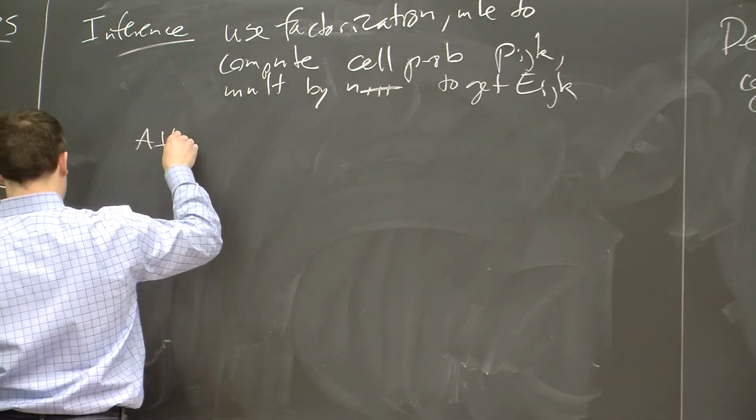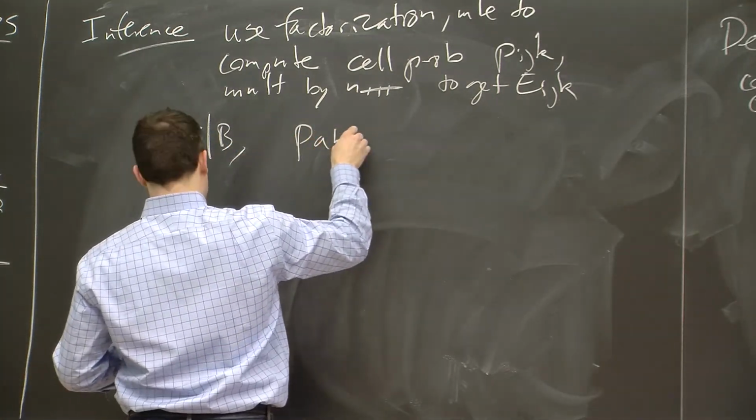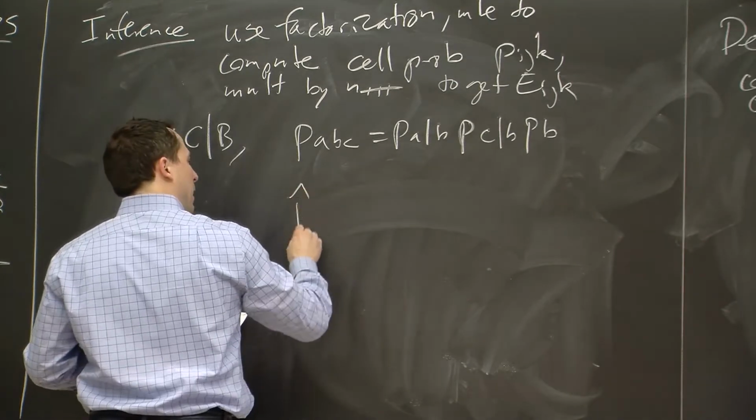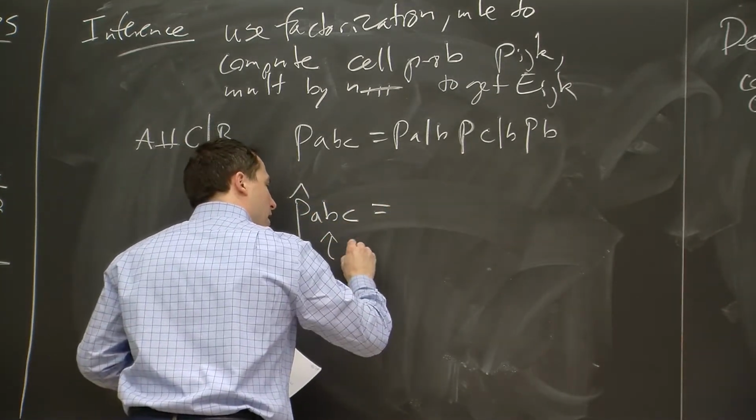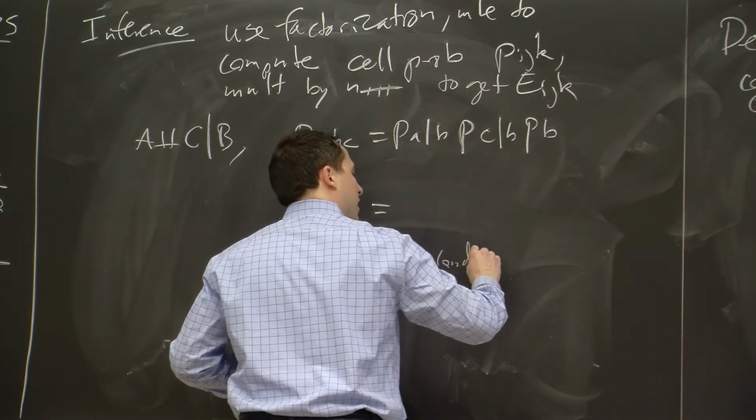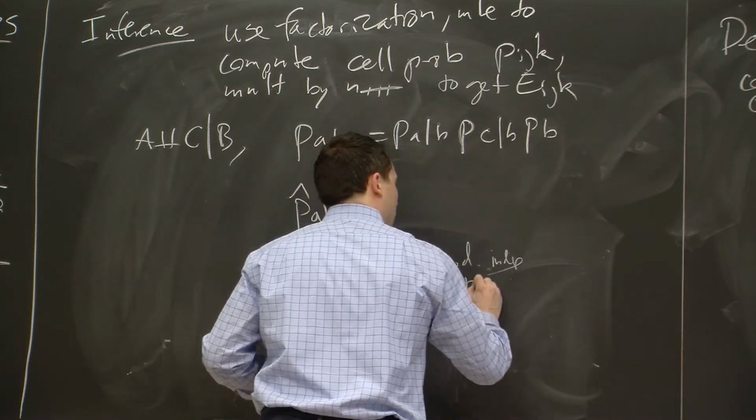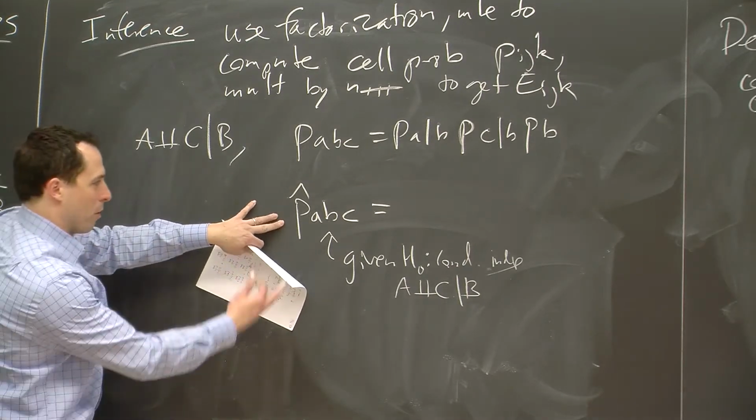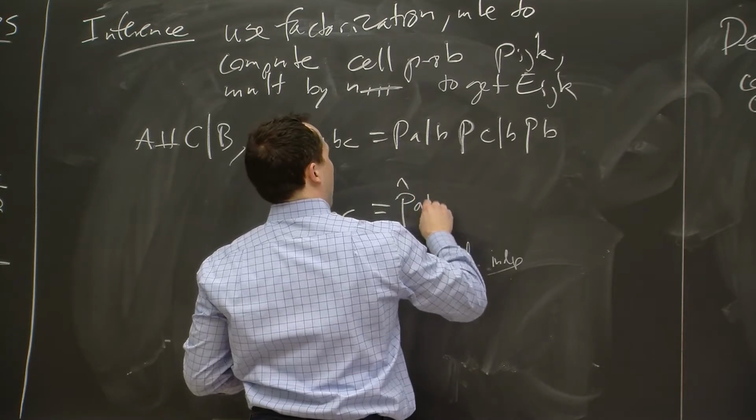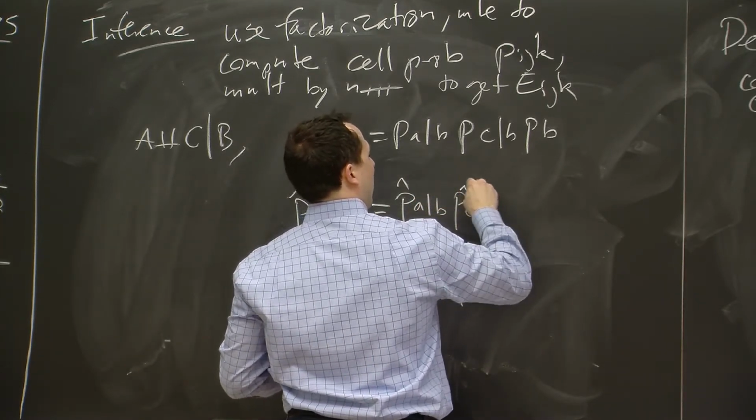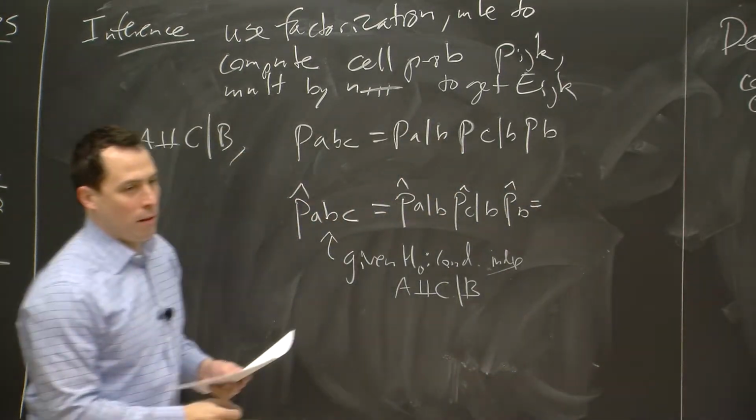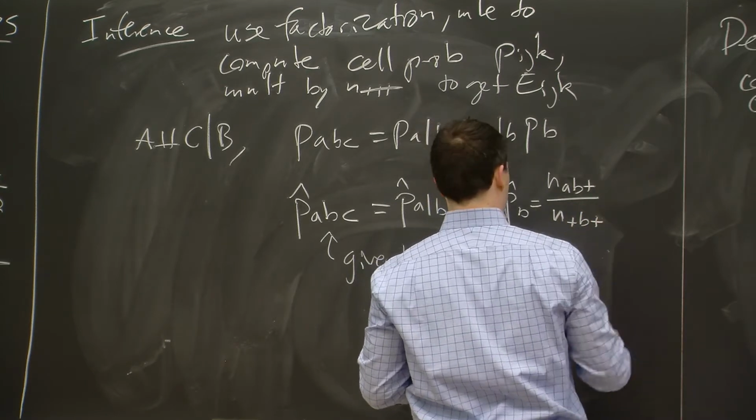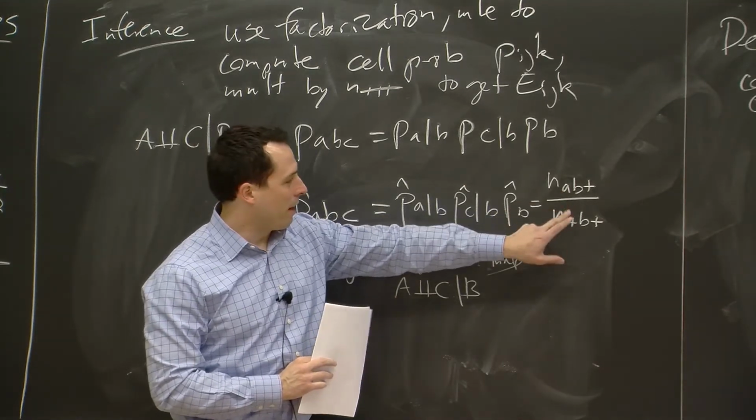So for example, for this A independent of C given B, we would use PABC equals PA given B, PC given B, PB, and we'd get an estimator, PABC hat. So this is given the null, which in this case is conditional independence, or more specifically, A is independent of C given B. So the estimate given the null, this is akin to our estimate for the independence table, right? It's not the saturated model, it's the smaller model. I just plug in probability of A given B hat, probability of C given B hat, probability of B hat. And these I can compute from the counts as N AB plus over N plus B plus. Right, that's the first one, probability of A given B. It's just the count of A given B divided by the total count of B.